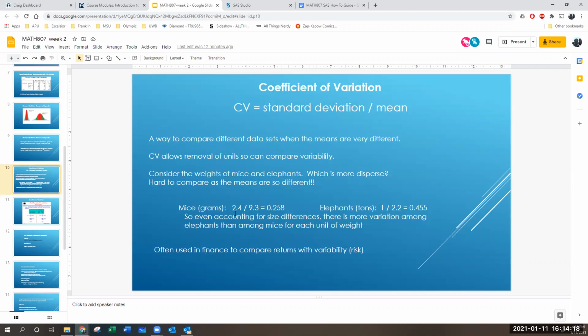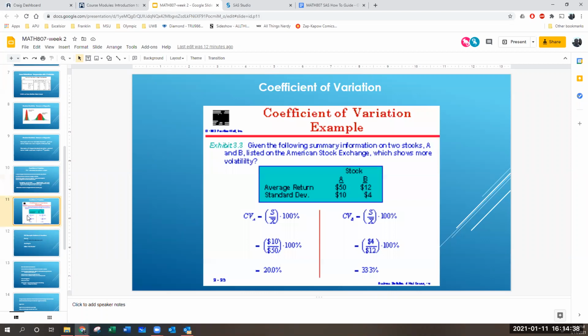1 ton is a bigger number than 2.4 grams, and it's also not, it has nothing to do with the number 1 being smaller than 2.4. It's not about the size of the numbers. It's about their relativity, right? So it's that number divided by the mean of its data set. And that's where we get coefficient of variation. Like I said, it's just a way of figuring out how to compare standard deviations between two groups to see which one really has the bigger spread.